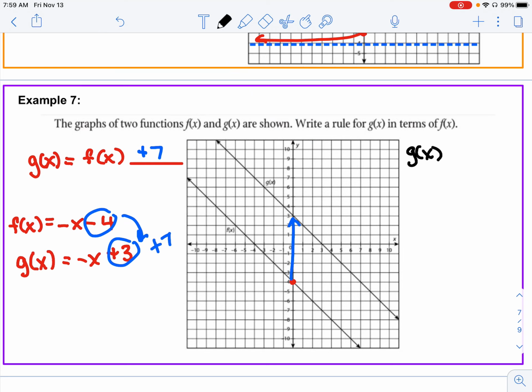So g of x equals f of x plus 7, because we took that f of x function and we just shifted it up 7 units. All right, that's it for transformations.